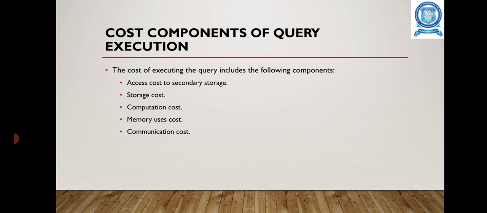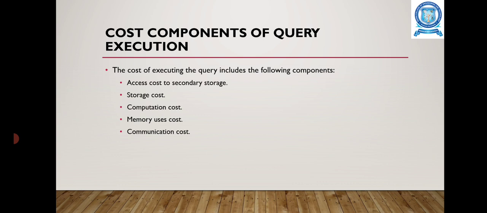Next, the cost components of query execution. The cost of executing a query includes the following components. The first one is the access cost to secondary storage. Next is the storage cost. The third is the computation cost. The fourth is the memory usage cost. And the fifth is the communication cost.